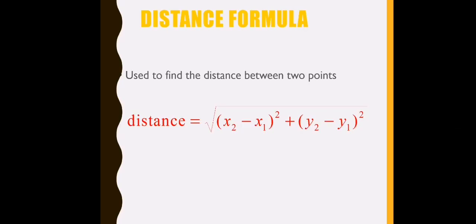Okay. So distance formula is used to find the distance between 2 points. Ito yung ginagamit natin to find the distance between 2 points. Okay. So the formula itself is distance equals the square root of the quantity x sub 2 minus x sub 1 squared plus the quantity y sub 2 minus y sub 1 squared. Okay, wherein x sub 2 and y sub 2 are the coordinates of the 1 point, and x sub 1 and y sub 1 are the coordinates of the another point.